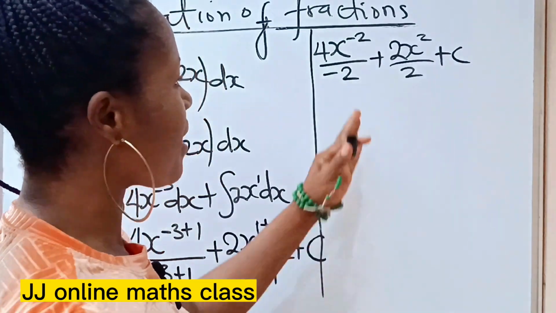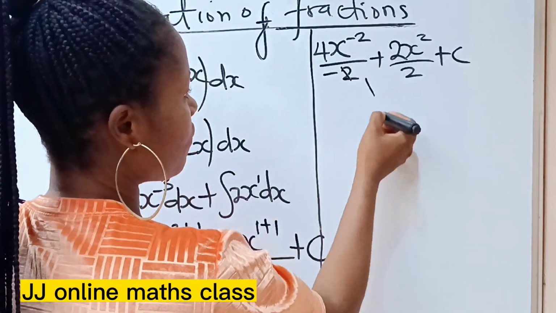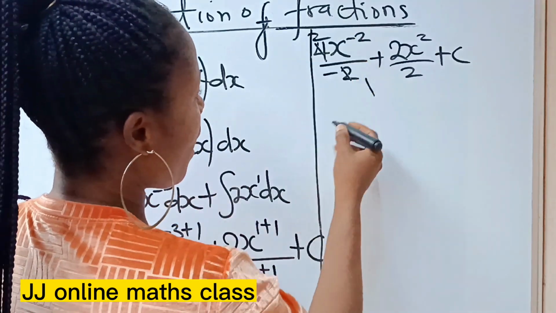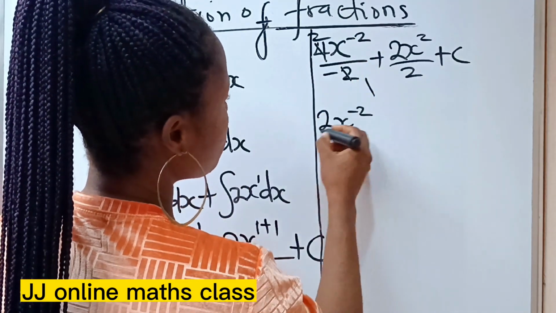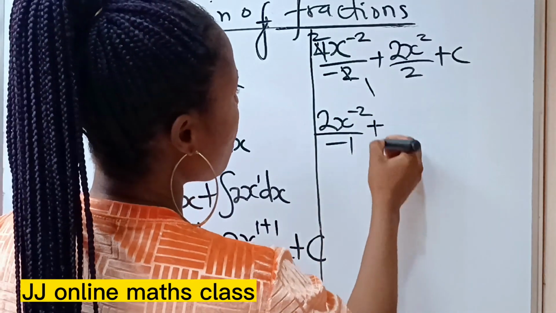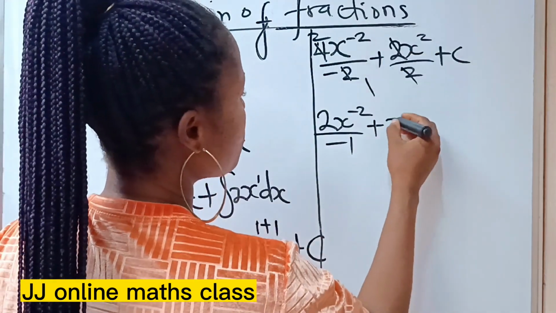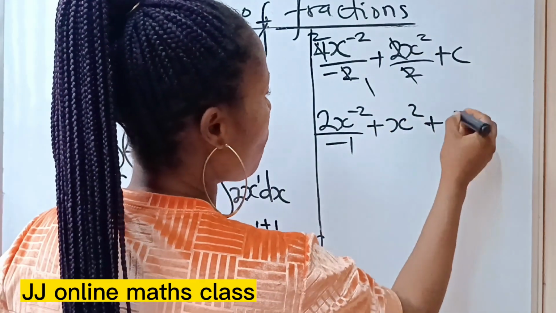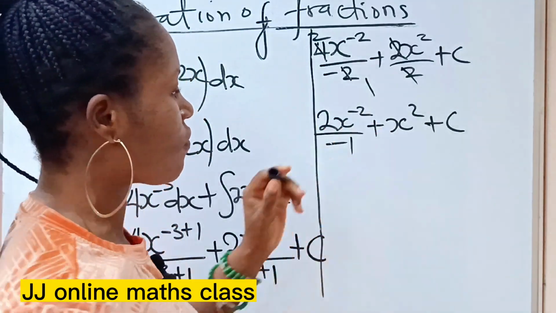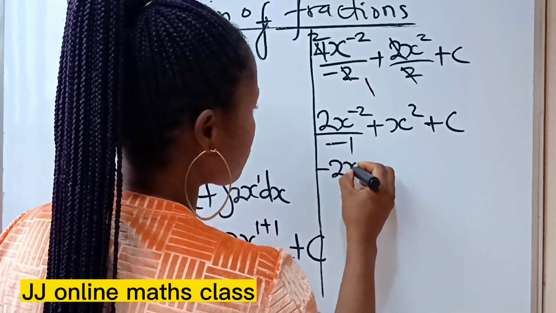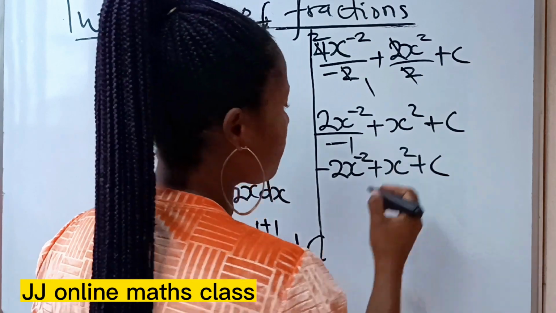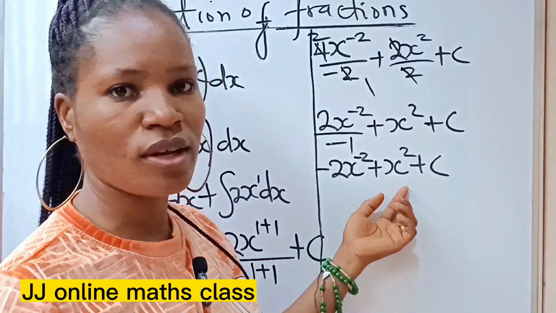Very interesting, right? At this point, what do we do? Notice that this 2 can divide itself to give 1, and divide this 4 to give you 2. So you have 2x to the power of minus 2 all over minus 1, plus this 2, we cancel this 2. We are left with x to the power of 2 plus c. What do we do next? This minus 1, when it divides what we have here, we are going to have minus 2x to the power of minus 2 plus x to the power of 2 plus c. Now, this particular solution is right.